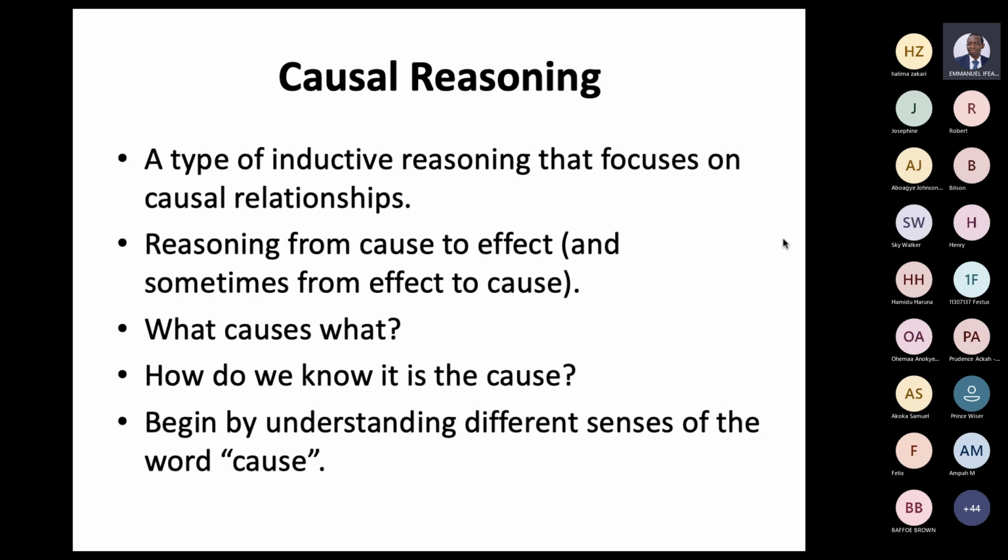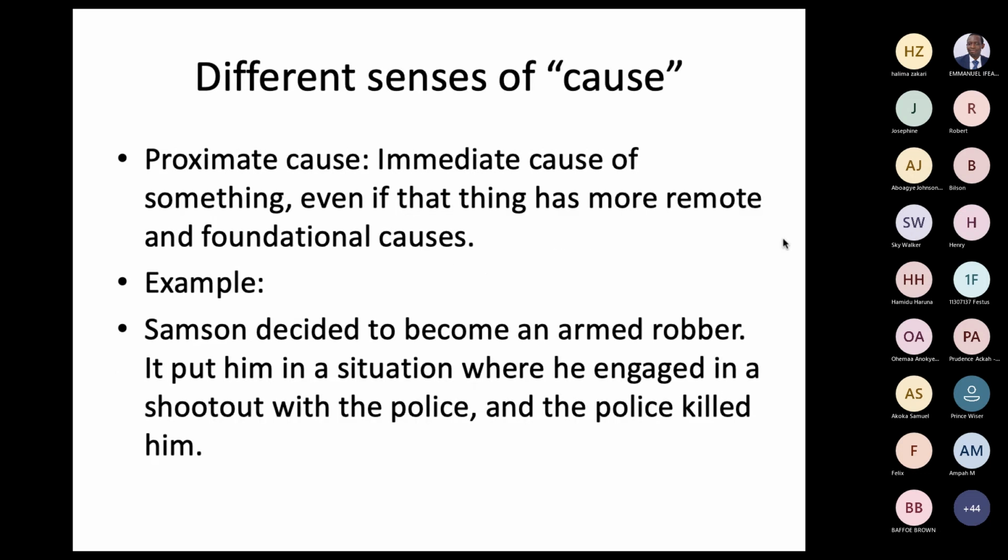Now we have to begin by understanding different senses of the word cause. First of all, we have proximate cause, which is the immediate cause of something, even if that thing has more remote and foundational causes. Example, Samson decided to become an armed robber. They put him in a situation where he engaged in a shootout with the police and the police killed him. So this is the proximate cause of Samson's death. His decision to become an armed robber is the proximate cause of his death.